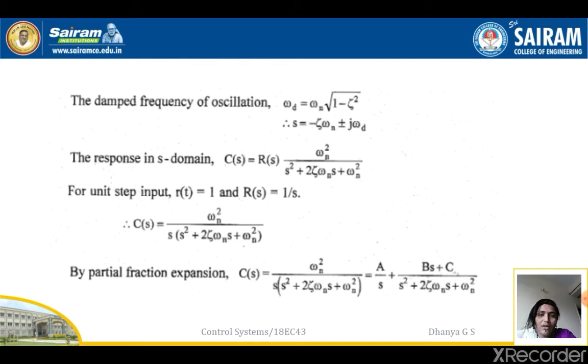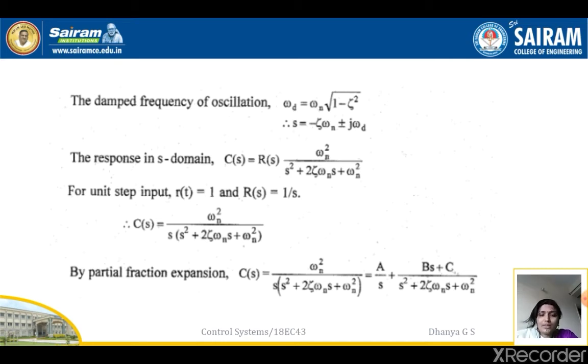You can see over here omega d is equal to omega n into root of 1 minus zeta square. The response in S domain is C of s is equal to R of s into omega n square divided by s square plus 2 zeta omega ns plus omega n square. As we know that we are applying unit step input, R of t will be equal to 1 and R of s will be equal to 1 by s.